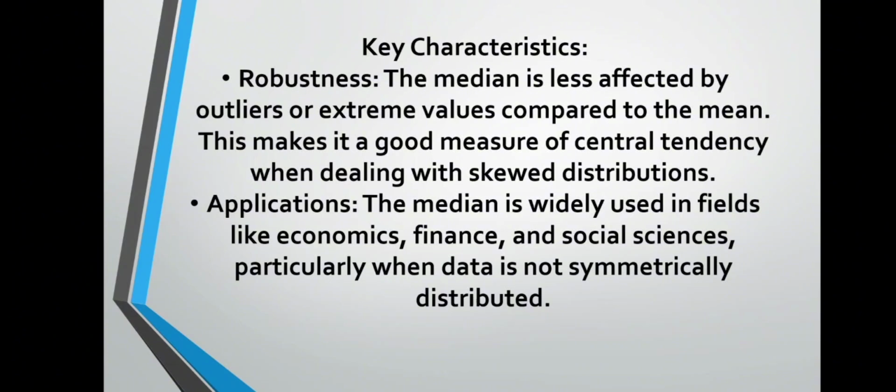Then in the next page we can see key characteristics. At first there is robustness. The median is less affected by outliers or extreme values compared to the mean. This makes it a good measure of central tendency when dealing with skewed distributions. Applications: the median is widely used in fields like economics, finance, and social sciences, particularly when data is not symmetrically distributed. That means the median is usually used in science, finance or economics.